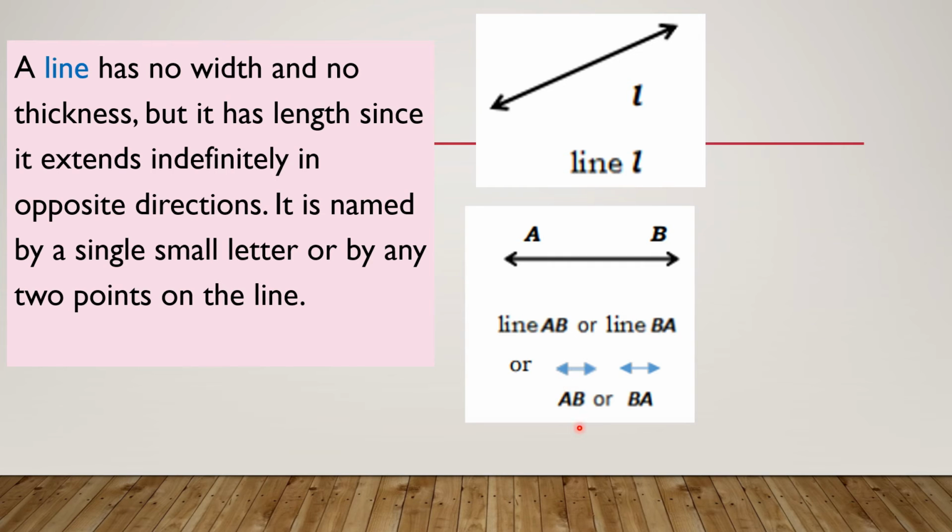So you put a line on the upper side of that AB or BA. That is how we write a line, or show a line.